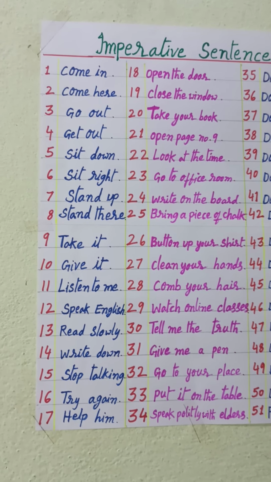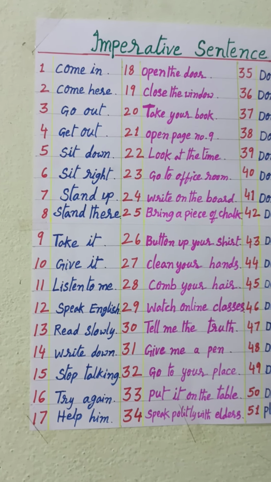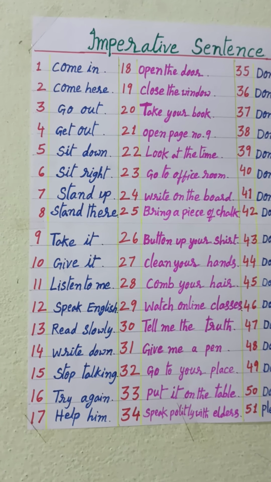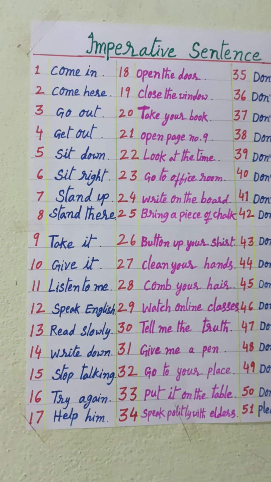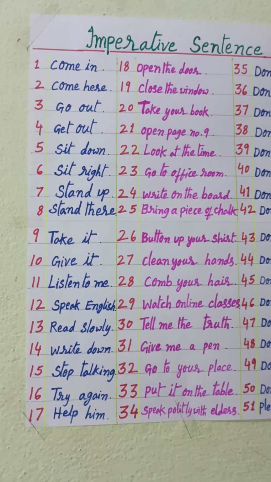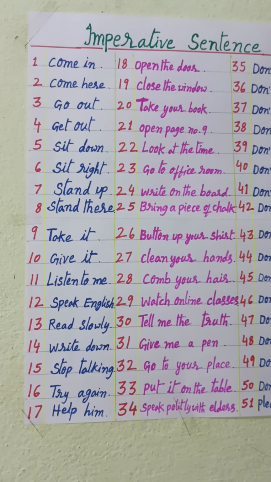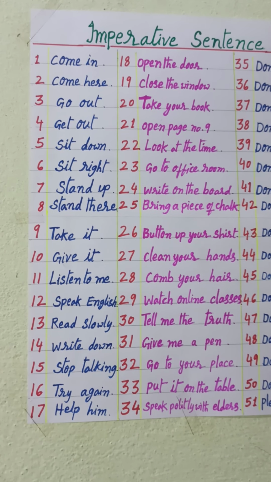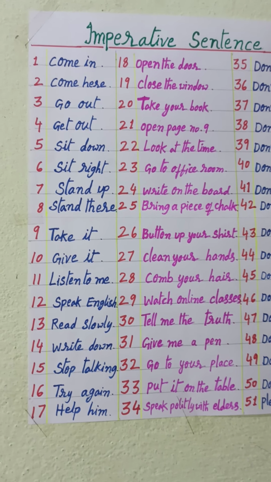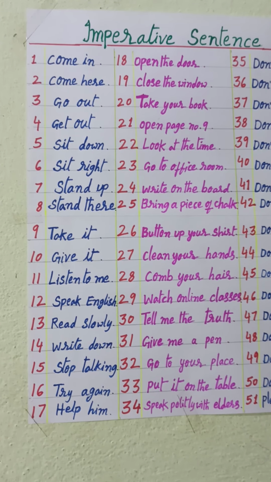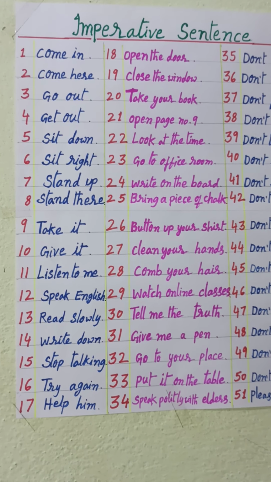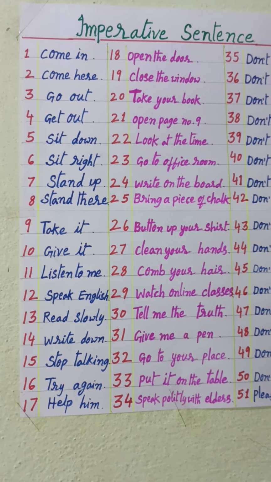If we want to write negative request, we write that don't come in please, or please don't come in. So each one we practice 4 types.